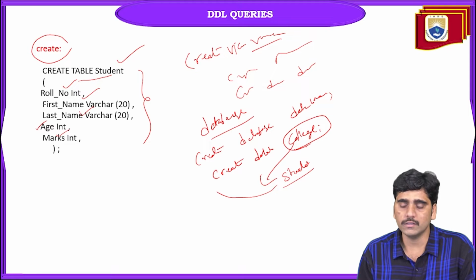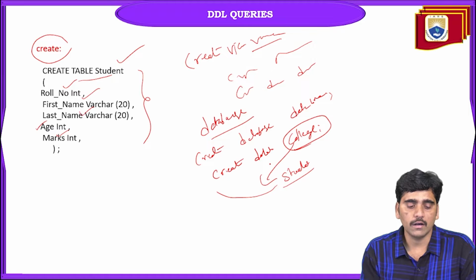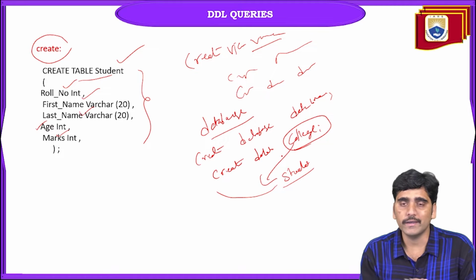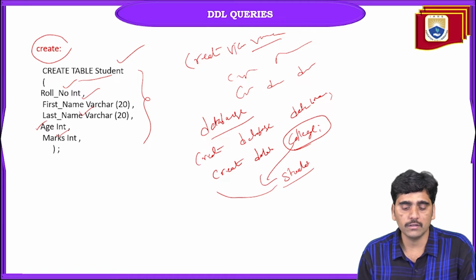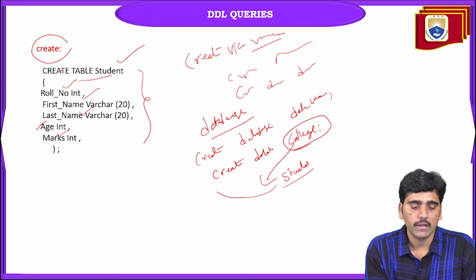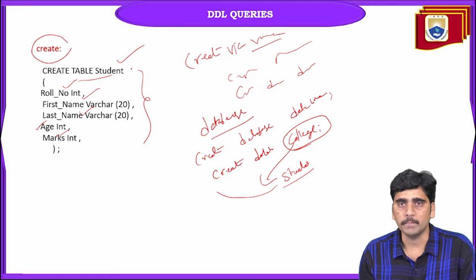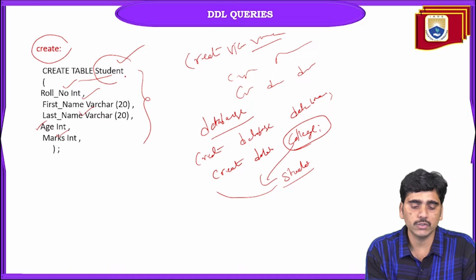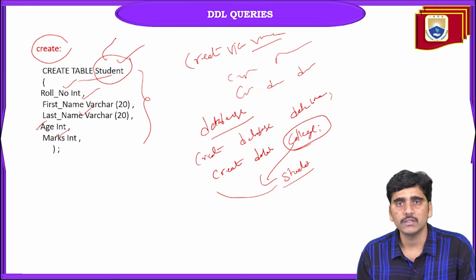The database college, with the help of some columns: roll number of the student, first name of the student, last name of the student, age of the student, and marks of the student. So how do you create all these values? See here: create table name. The table name is what? Student. This is the table name, student.